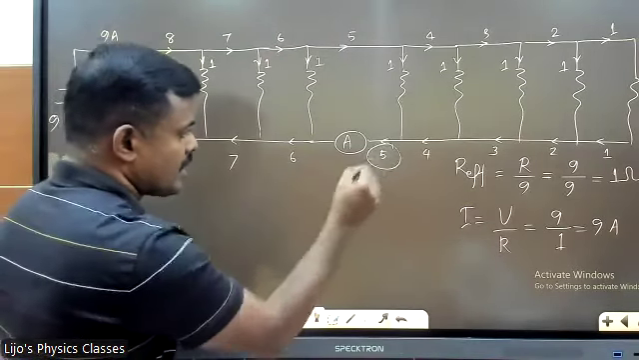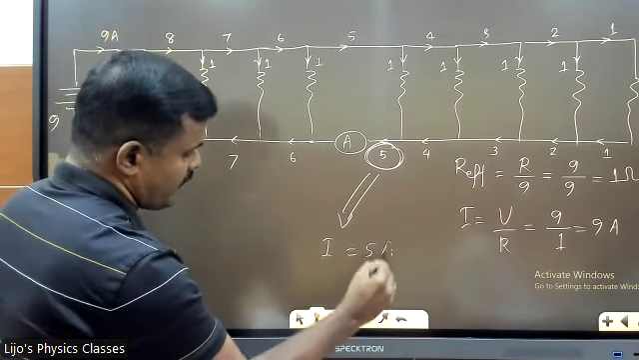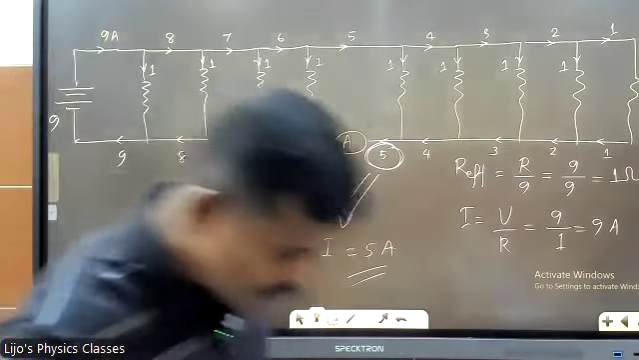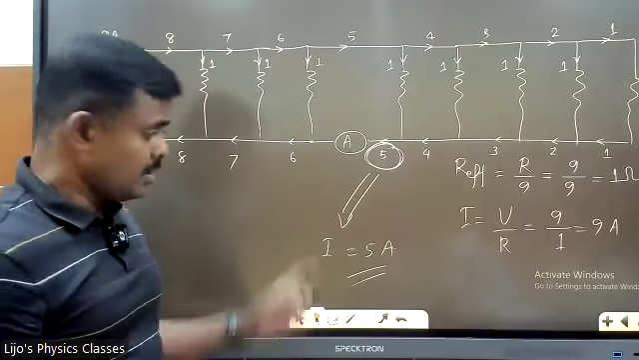They are asking which current? This current. So the current in the ammeter is 5 amperes. Is that there in the options? Option A.